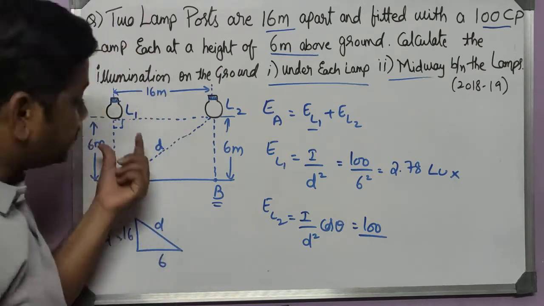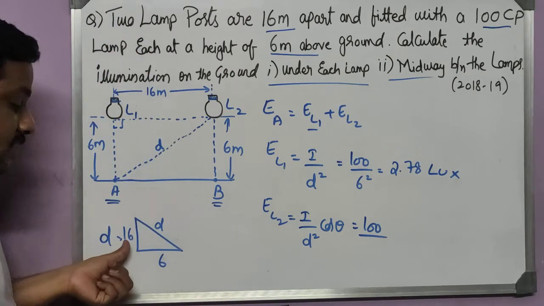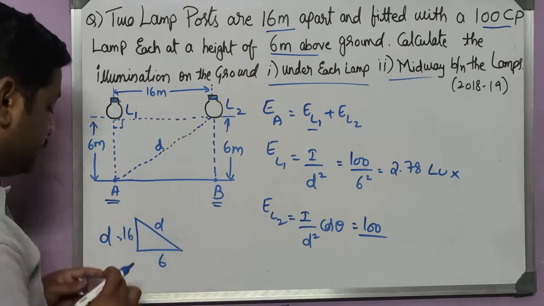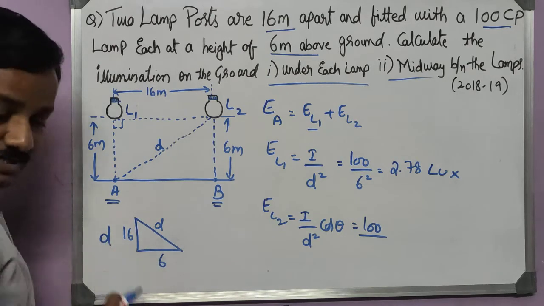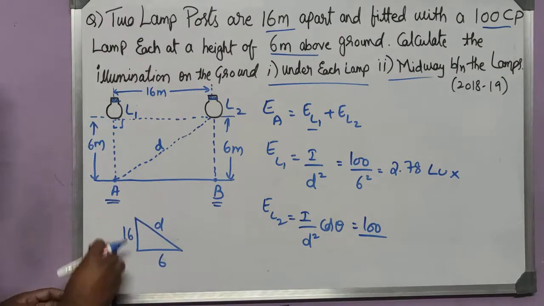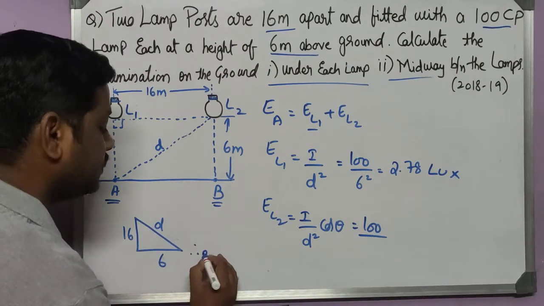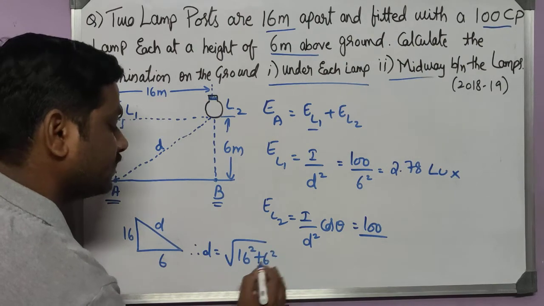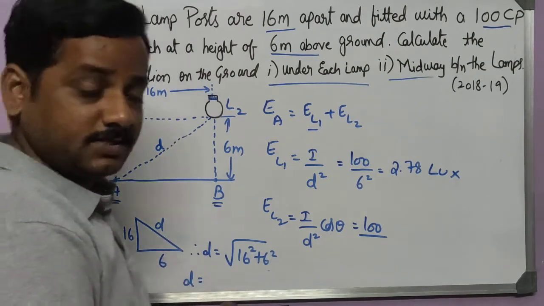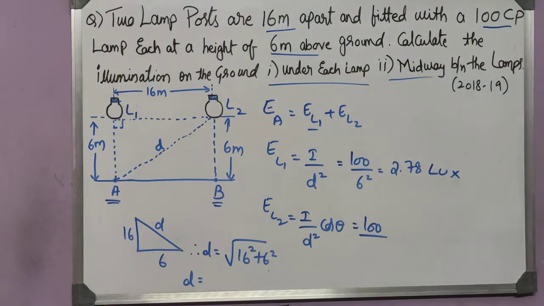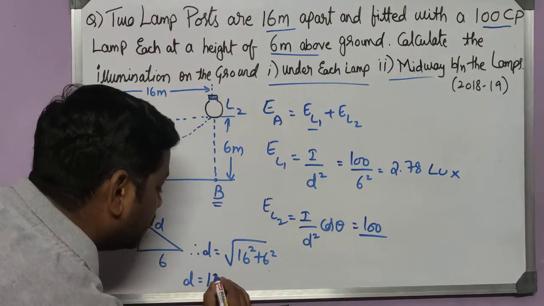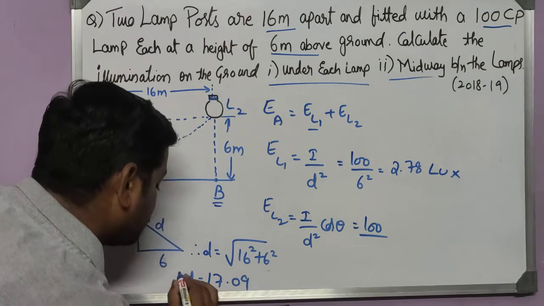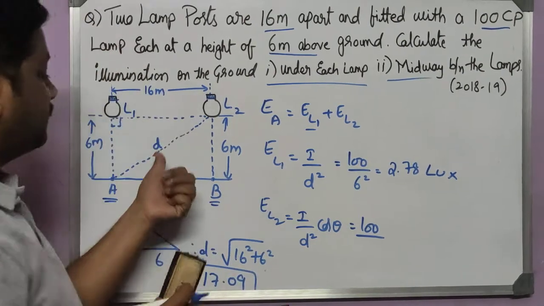So when I take the right angle triangle, this is going to become adjacent. This is the perpendicular, and this is the hypotenuse. So D is nothing but, how can you find the distance? Using the Pythagoras concept. Therefore, D is equal to square root of 16 square plus 6 square. Once we simplify this, we get the value for the unknown, that is D. It is approximately 17.09. That is the distance. That is the value of D.